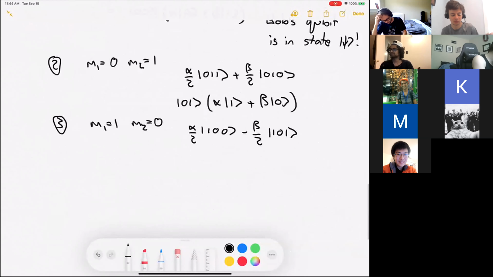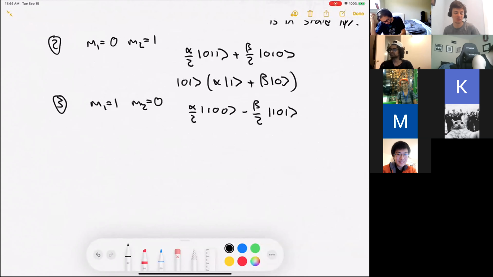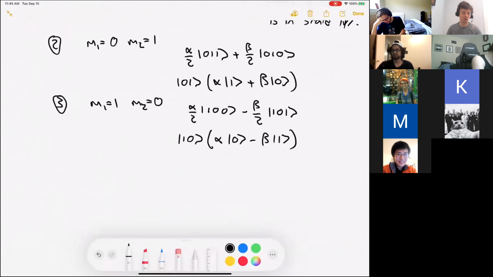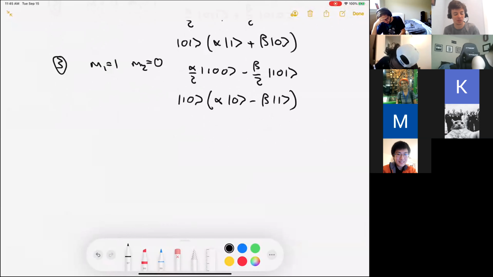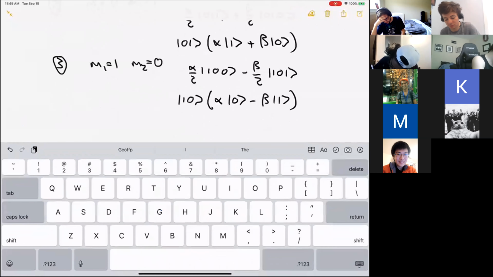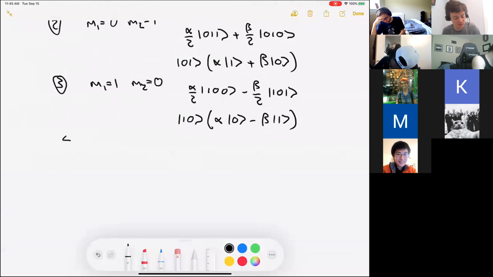Great. Again, we normalize, so multiply by 2. And we get the first 2 qubits now in state 1, 0, because we measured them, and that's what we got. And now we have alpha 0 minus beta 1. Again, it's not our original state, but it seems to have a lot to do with our original state. Very final case.